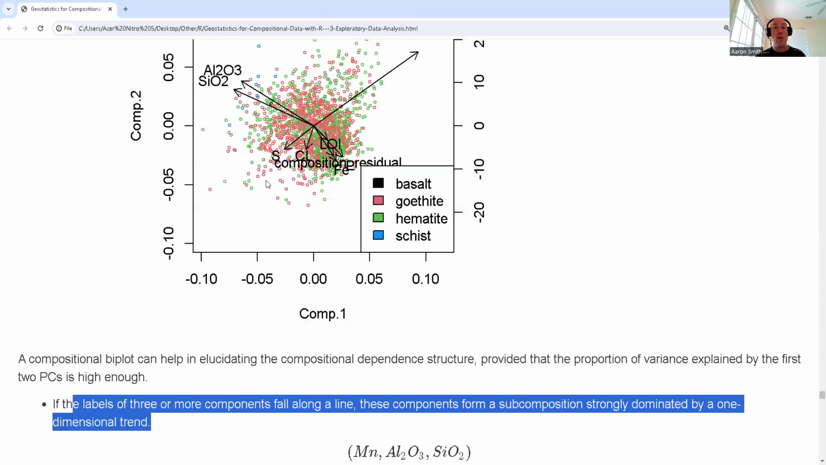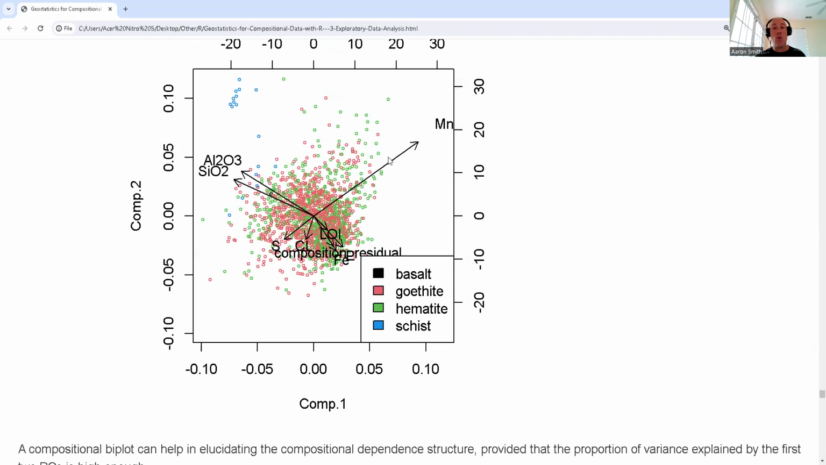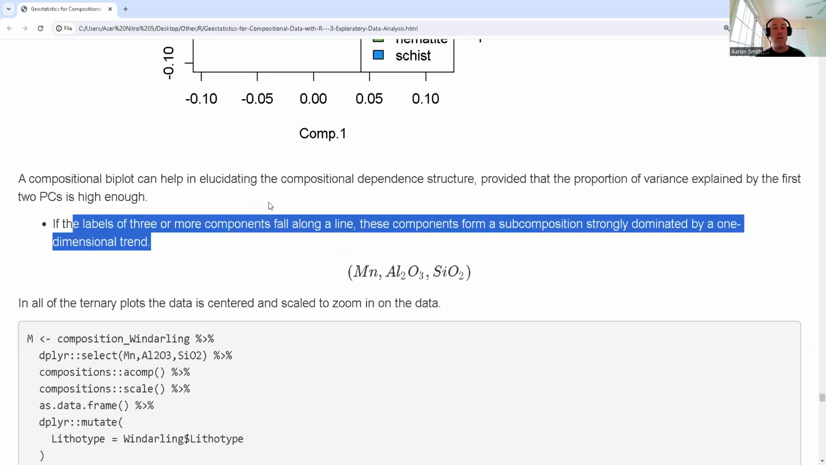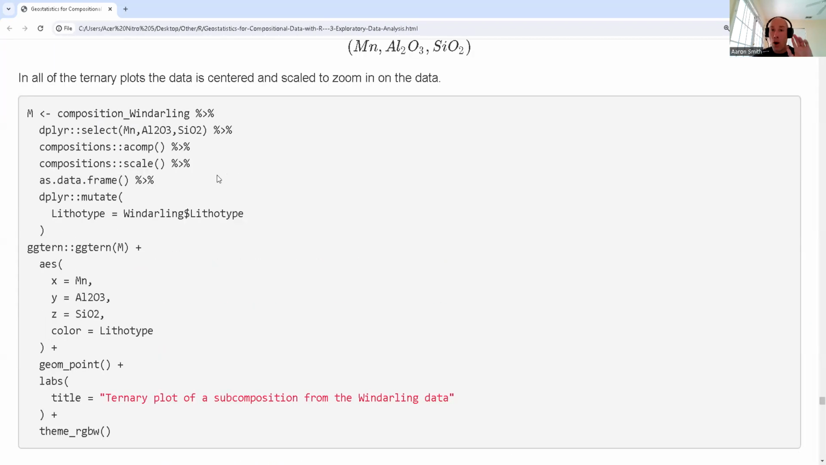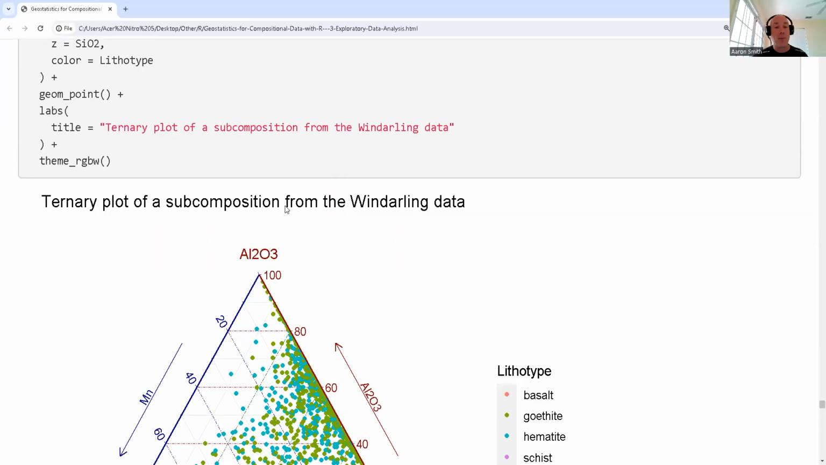All right, so let's look at that. You notice that these two are close, and so here, if these form close to a straight line, and since it's close to a straight line, let's go ahead and plot that and see if it's dominated by a one-dimensional trend. Now, on this ternary plot that I'm about to show you and all the future ones, I centered and scaled the composition data to give a more powerful impact on what's happening.